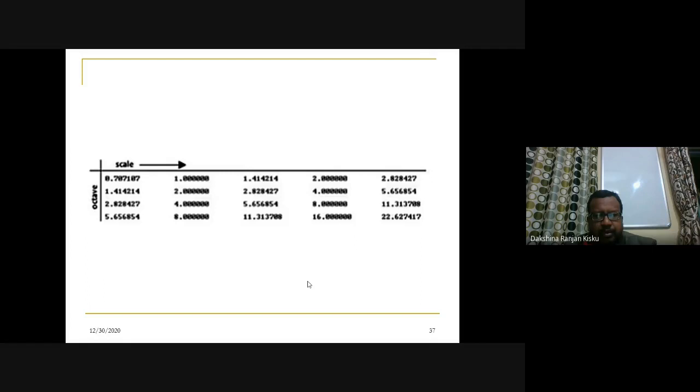If we look carefully at the second row, it starts from 1.4142. That means the middle of the first octave: the third sigma value is used as the first sigma value in the second octave. In the second octave the image dimension will be reduced, that means the resolution will decrease. When the resolution decreases, the number of pixels also decreases. So when we start the next octave, we should take the middle value or some closest value of the first octave.